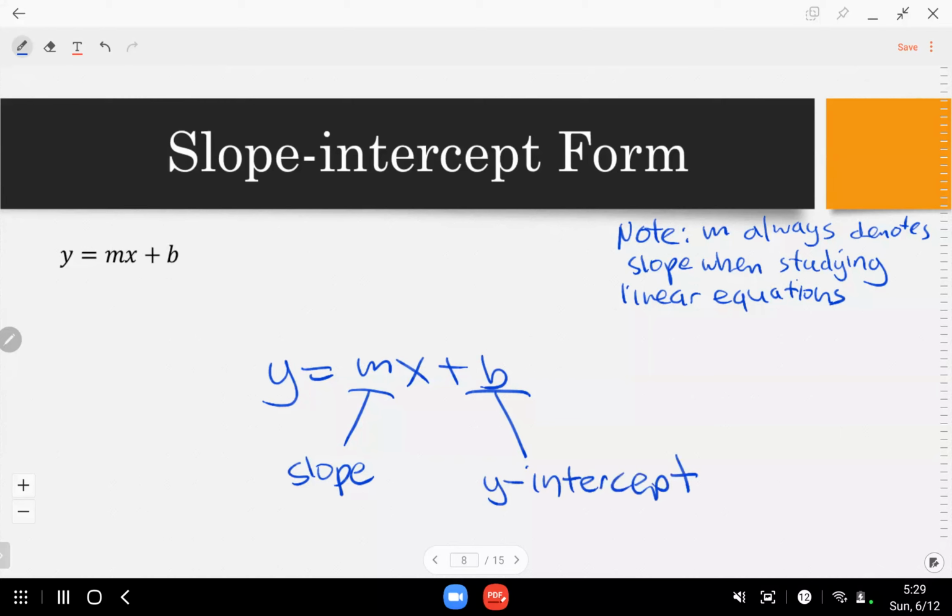All right, so that's crucial to when we're graphing it. You can see why it's called the slope-intercept form. It gives you an intercept and a slope, so it's incredibly easy to graph.